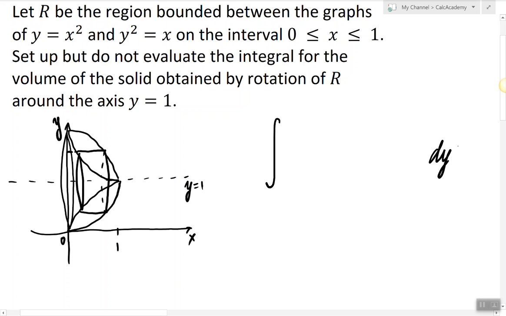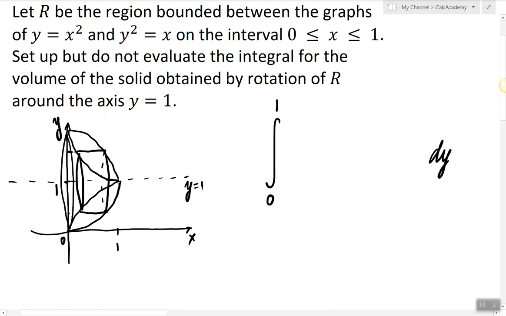And the limits of integration will be from 0 to 1, because the lowest value of y that defines a shell is 0, and the largest value of y that defines a shell is 1.